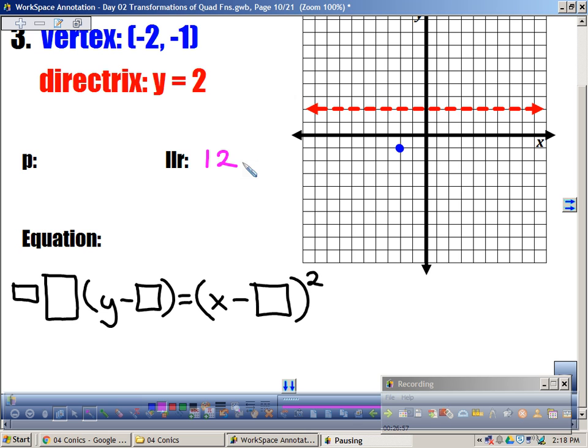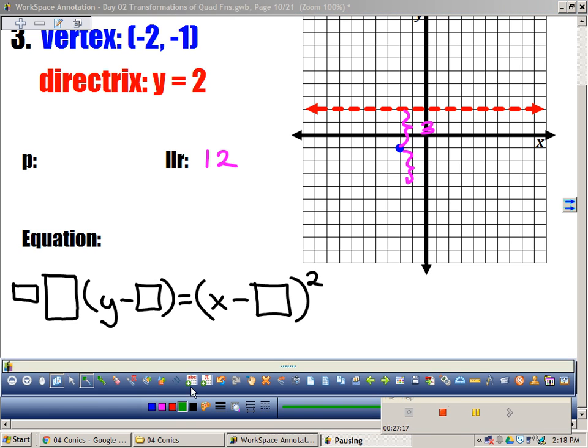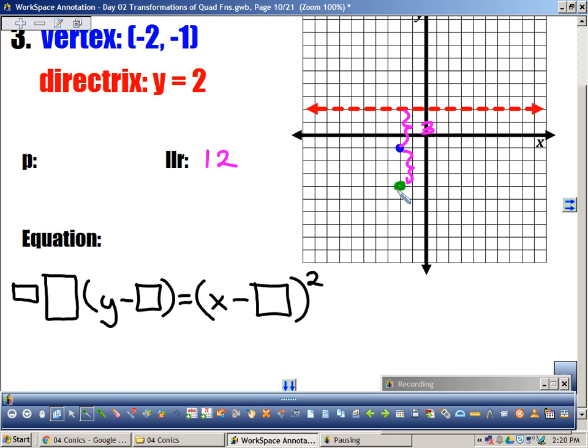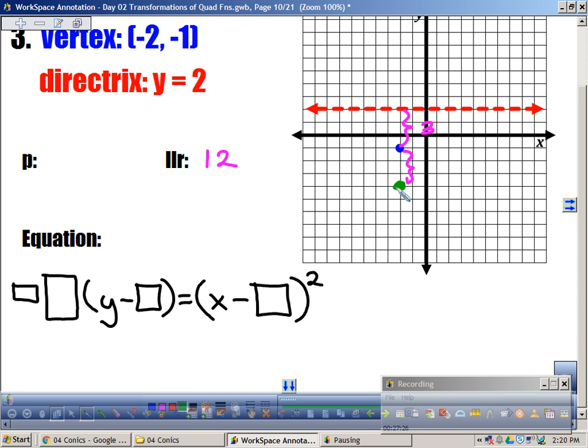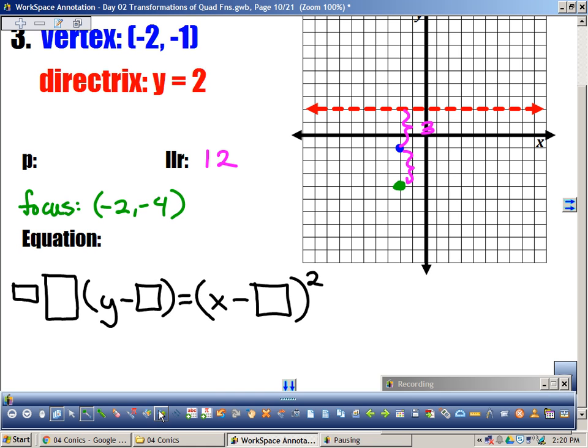Wait, hold on. Christina's talking. So the P from the vertex to the directrix is 3. So then we know, 1, 2, 3, we go 3 more, and we would get to the focus. So our focus is at -2, -4. I didn't even put focus up here. Focus is -2, -4. And that would make our P, like you said, 3.